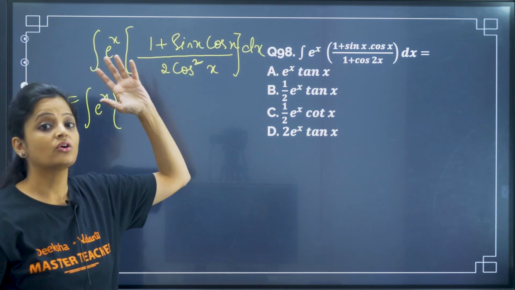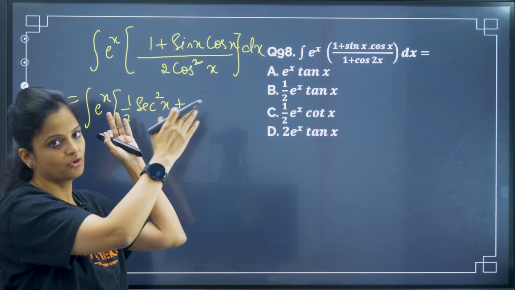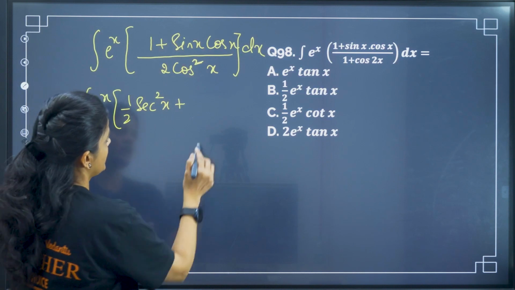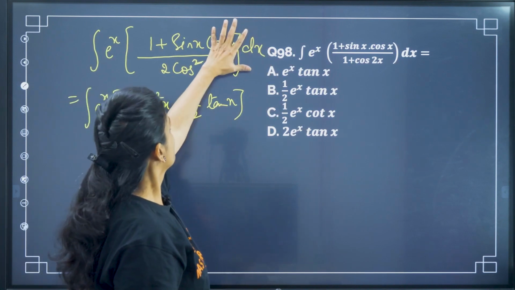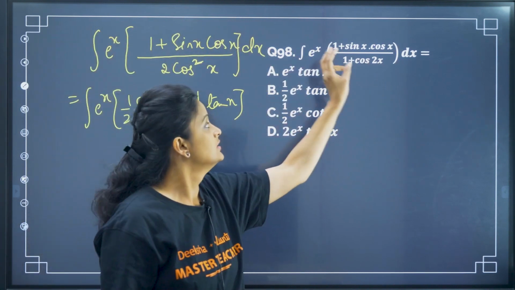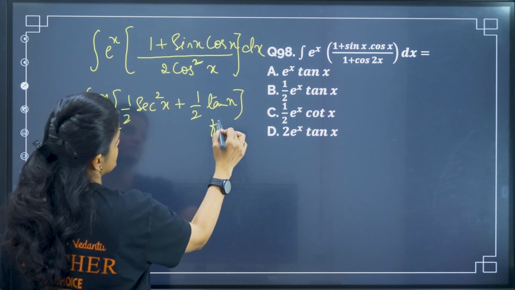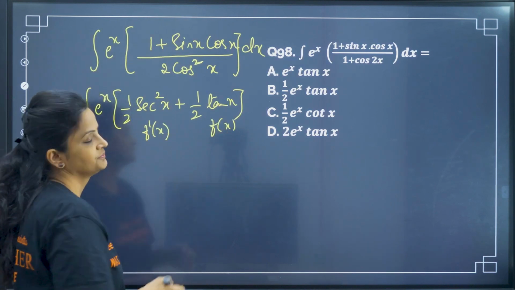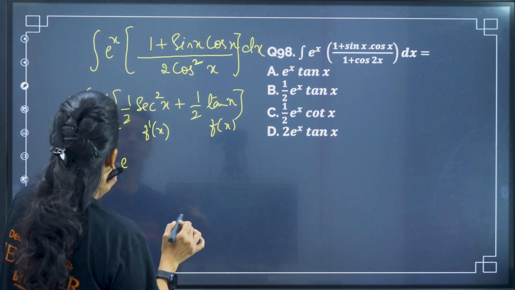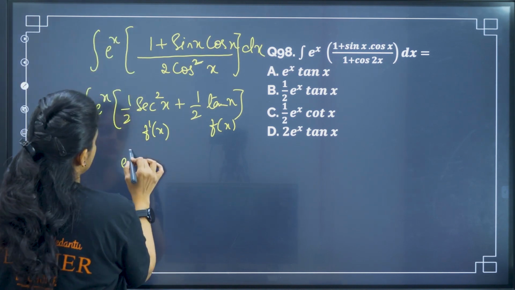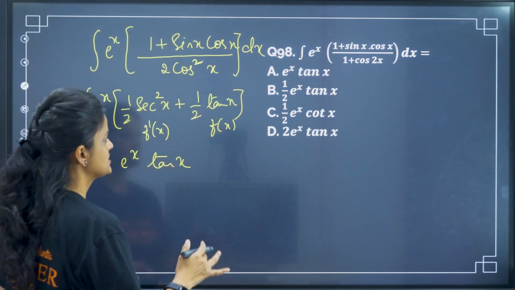Keep it up and write the next step. 1 by 2 is a constant. 1 by cos square is the secant square, isn't it? Divide the denominator for both, so then one cos will get cancelled. I have tan here. Very simple. If you are very thorough in trigonometry, you won't write this step. By seeing this, you can make out. One will be secant square, the other one will be tan. So this is f of x. This becomes f dash of x, isn't it? Then I have e power x. I'll write the answer directly: e power x tan x plus c will be the answer.